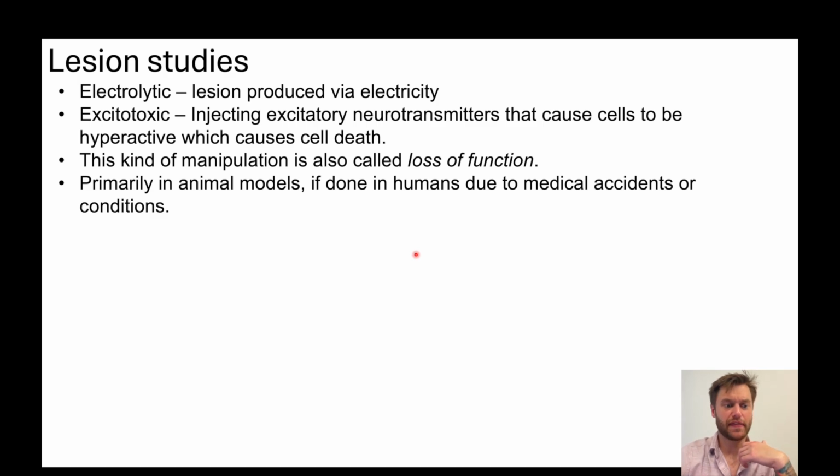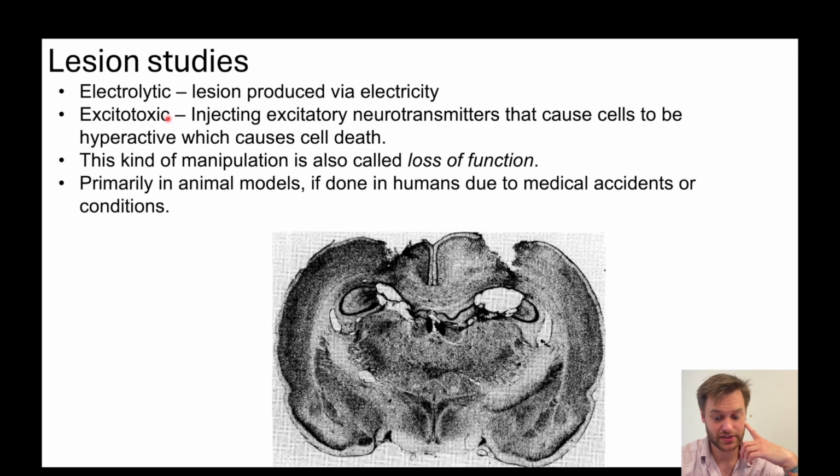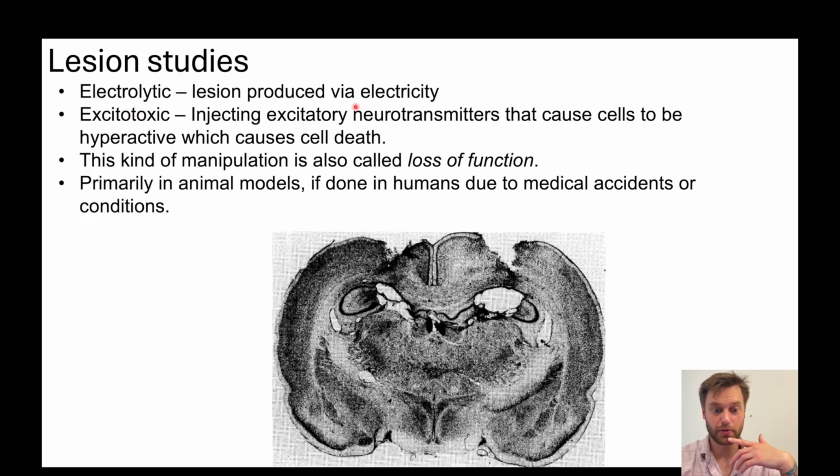So moving on, these are still under the umbrella of loss of function. And now we're talking about lesion studies. So let's see if I have that. Yeah, so we have lesion studies next. And there's a variety of lesion studies. The most common are electrolytic and excitotoxic. Electrolytic lesions are produced through electricity. They basically take some kind of lead, I don't even know what you call it, and they will fry an area of the brain with electricity.